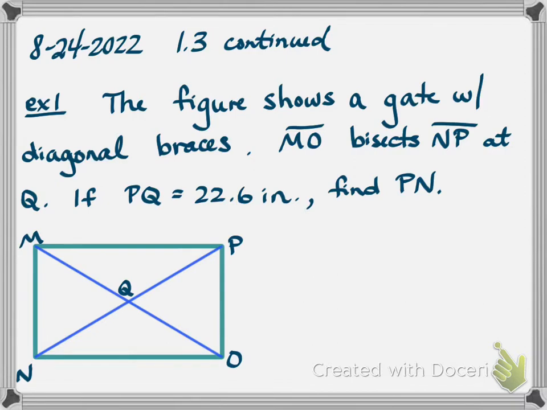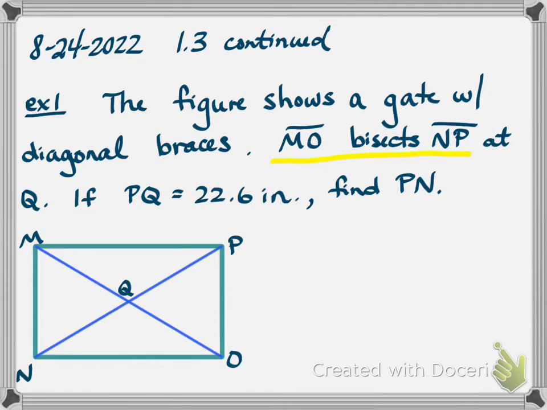The figure shows a gate with diagonal braces. Segment MO bisects segment NP at point Q. If the length of PQ is 22.6 inches, find the length of PN. It's really important that we tune into this part right here, not read past that. Don't read past it so quickly.